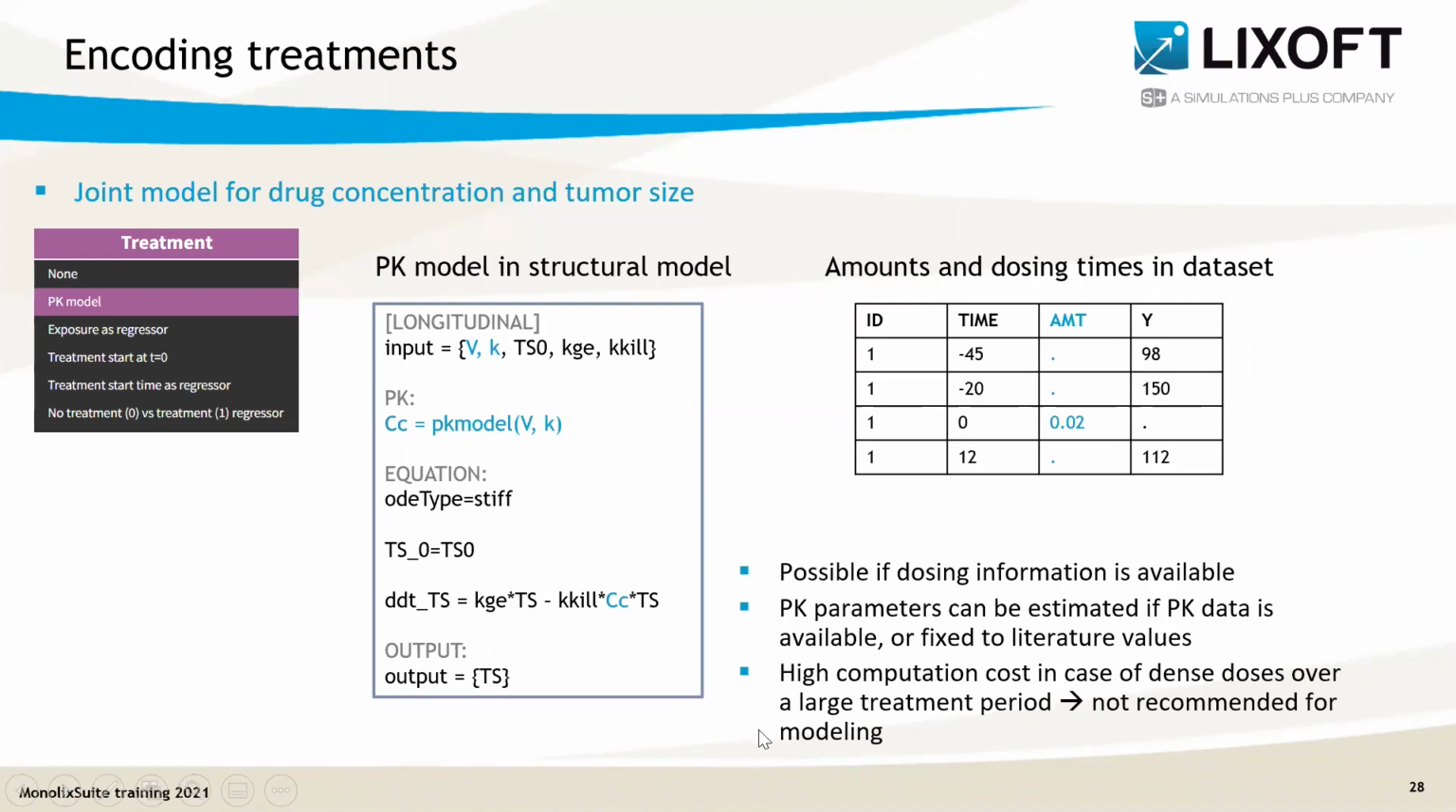One thing that has to be noted is that this kind of implementation can have a high computation cost if there are dense doses over a large treatment period in the data, because then all the doses will have to be taken into account in the model, which might induce a high computation cost. So it is not recommended to use this implementation in such a case. In such a case, it would be better to replace the dense doses over the large treatment period by summarizing information, such as an exposure metric, for example, the average concentration.